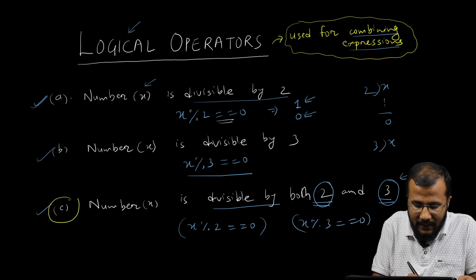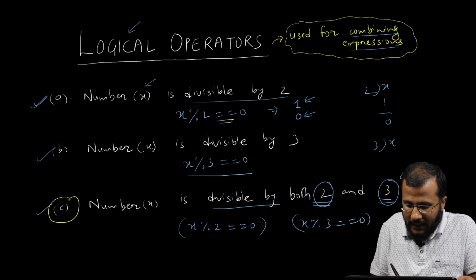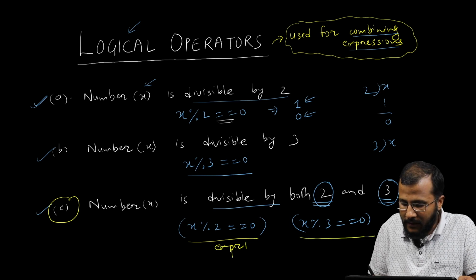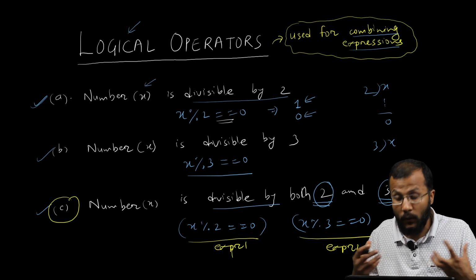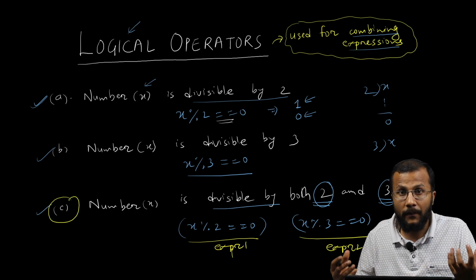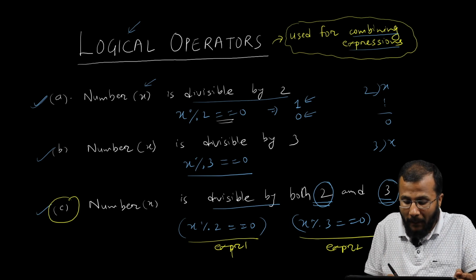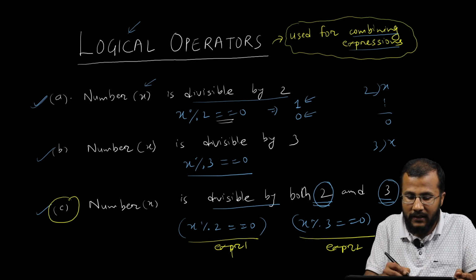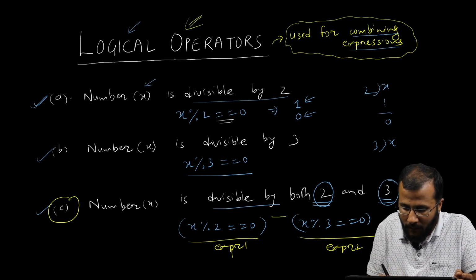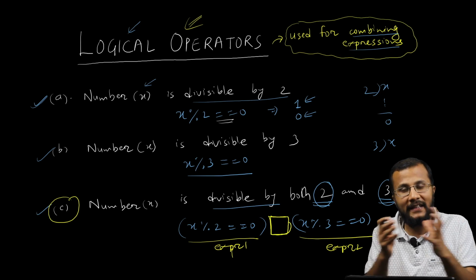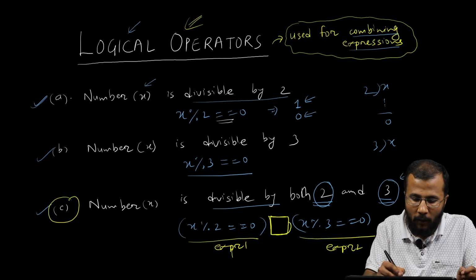Now in example C, we are supposed to combine expression 1, let's say this is expression 1, expr1, and let's say this is expression 2, expr2. We need to combine expression 1 and expression 2 together to get the output of our expression. So in order to combine these multiple expressions, we will be using logical operators. We will be using some operators in between to combine these two expressions. Let's see what operators are available.